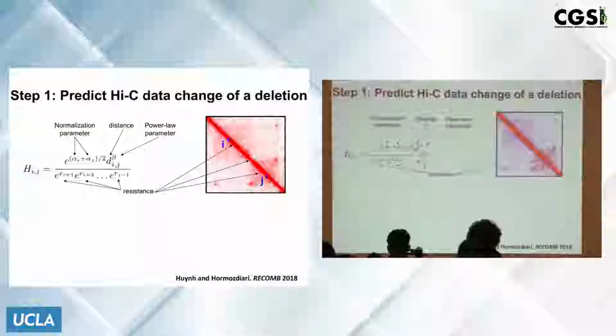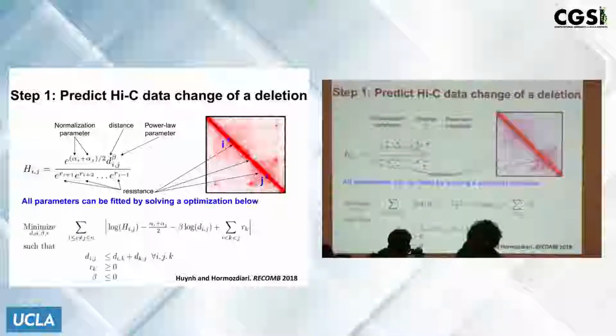So these are the parameters that we have, and what we want to learn, given the Hi-C matrix, are the alphas, the betas, the distances, and the resistance. The way we want to learn that is to minimize the difference between the observed values and what we get using the model. So we can write this as a simple minimization function. And the distance between i and j we assume is a Euclidean distance, so it has to obey the triangle inequality.